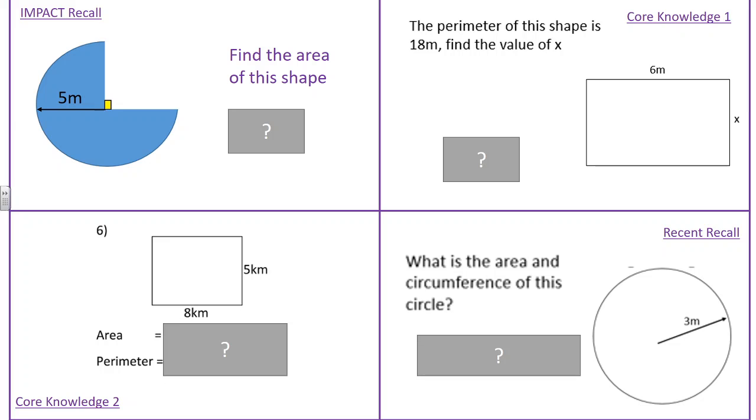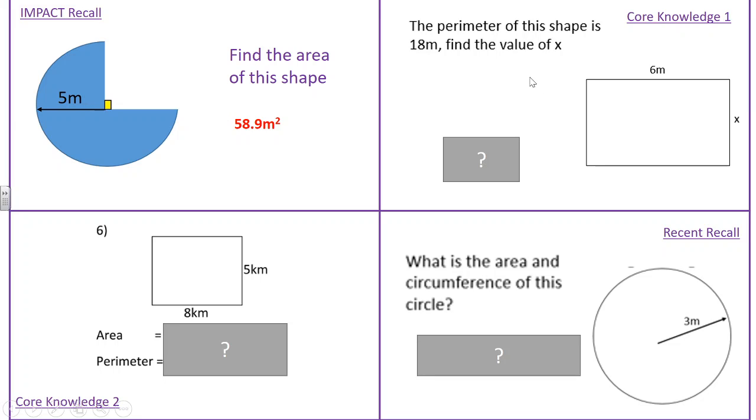Okay, let's check those answers then. So I shall start with this one. It's asking for the area of the shape. Because it's circular, we should be using the formula area is pi times the radius squared. The radius is 5, so we should be doing pi times 5 squared. That would give us a full circle, and because we have 3/4 of a circle, we need to divide it by 4 and times it by 3. You should have got 58.9 metres squared.